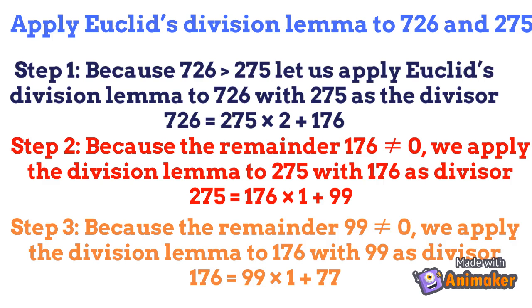Again do the same thing in step 3. See, in the table of 99, is 176 present? No. If it is not present, then find the nearest one and add your remainder. So your remainder came 77.